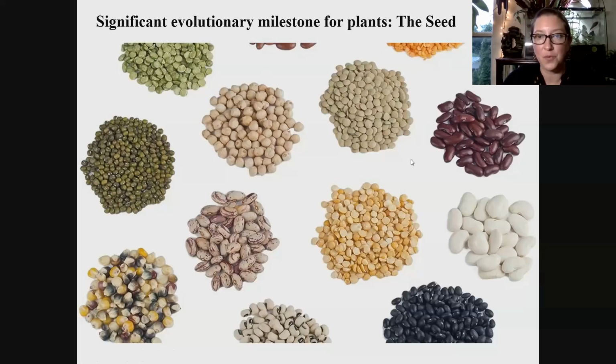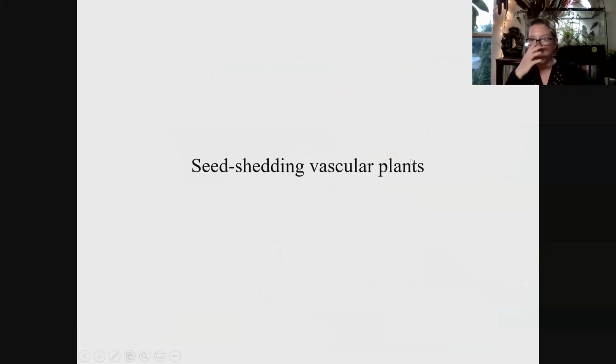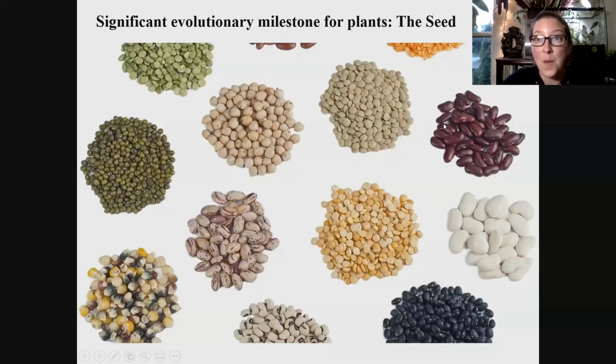All right, so far in the course, we've covered the non-vascular plants and we've covered some of the vascular plants, which were the spore-shedding plants: Lycopods with Lycopodium and Selaginella, and the ferns. So now we're going to go into the seed-shedding vascular plants, which are the majority of plants.